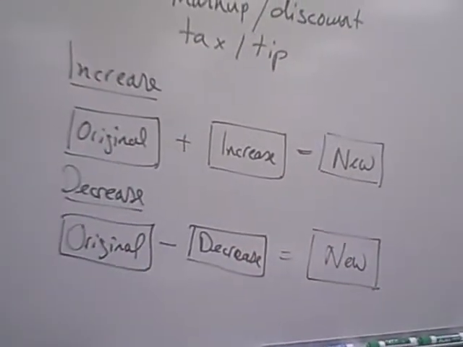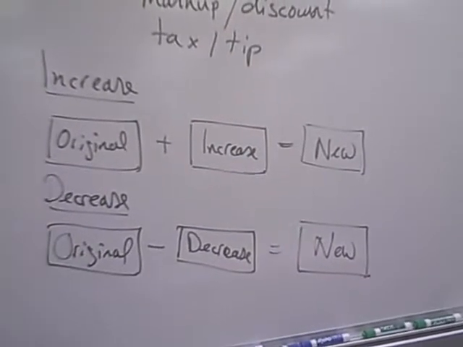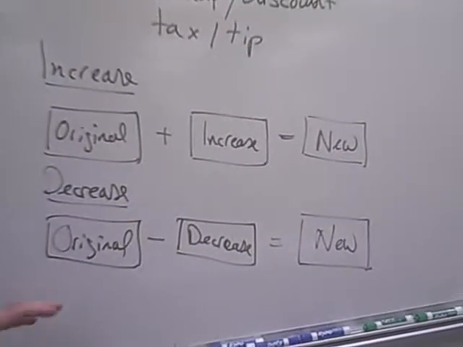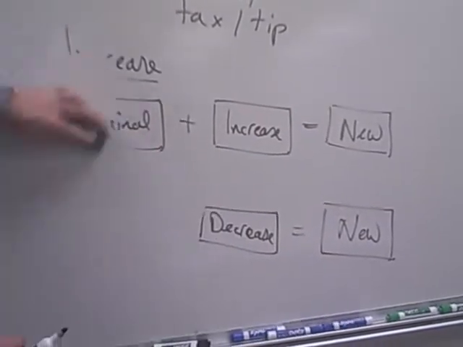Okay? This is in general how it looks. For an increase, we add an amount. For a decrease, we subtract an amount. Now we're going to look at three different categories.